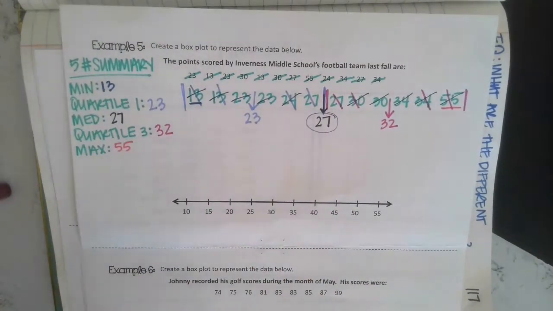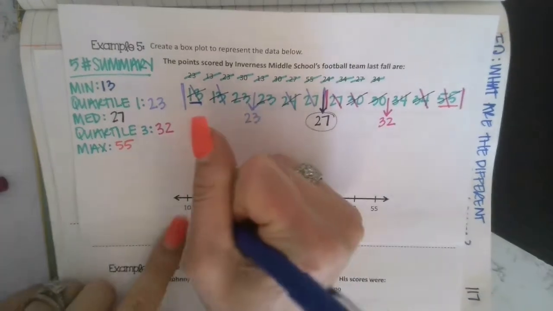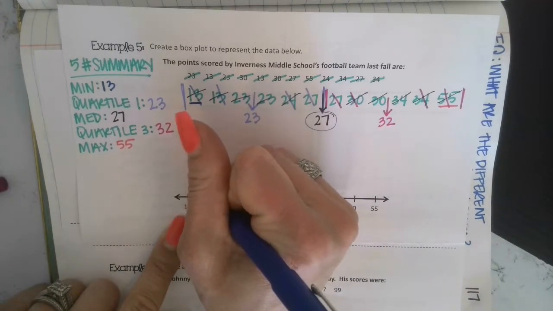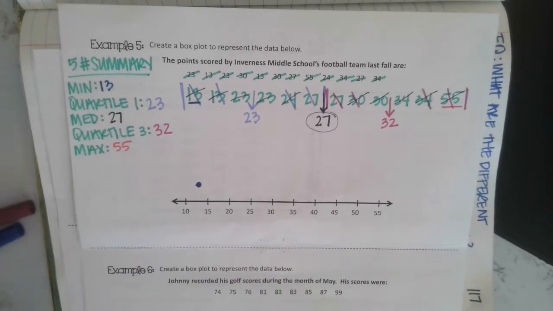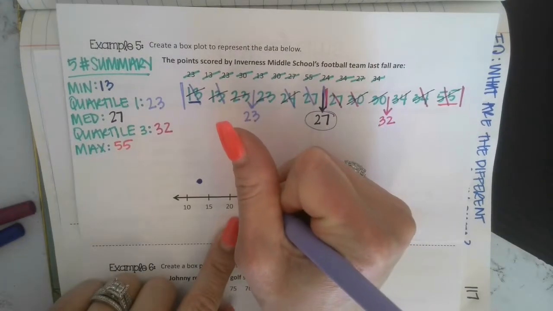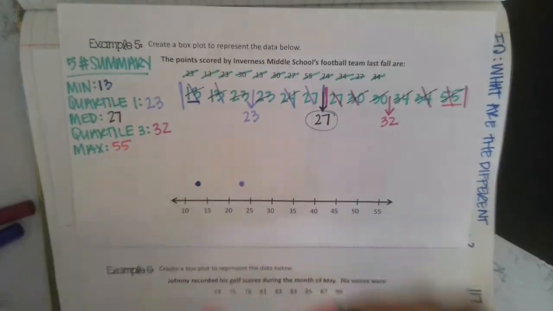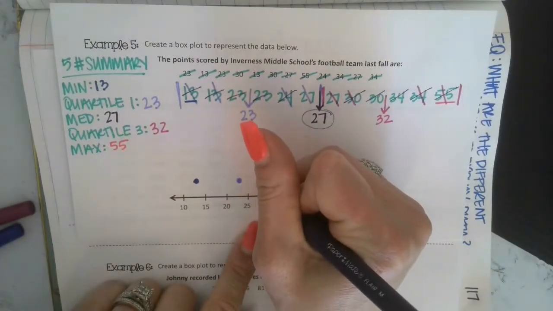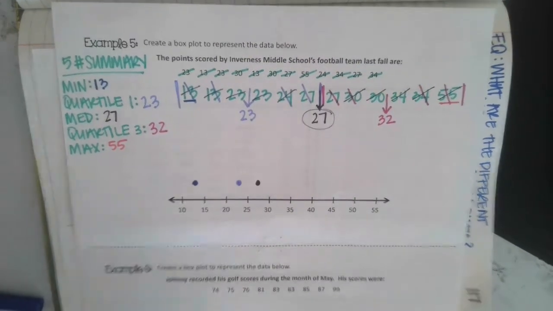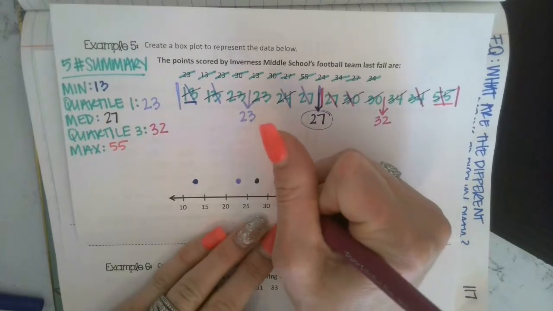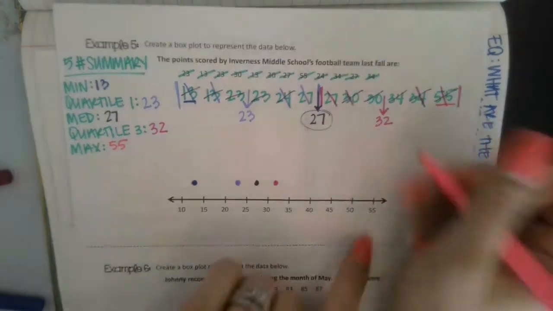So now I just plot them. I'm going to estimate 13 is a little bit more than halfway, so we draw a dot there at the end. My quartile 1 is at 23, so right there we're going to draw a dot. My median is at 27. Dot. My quartile 3 is at 32. And my maximum is at 55.